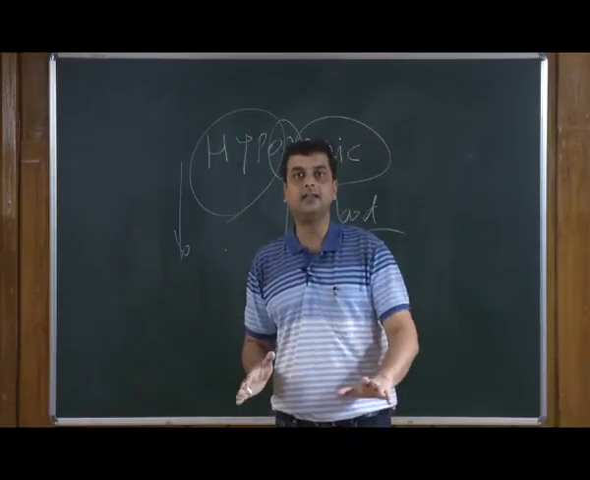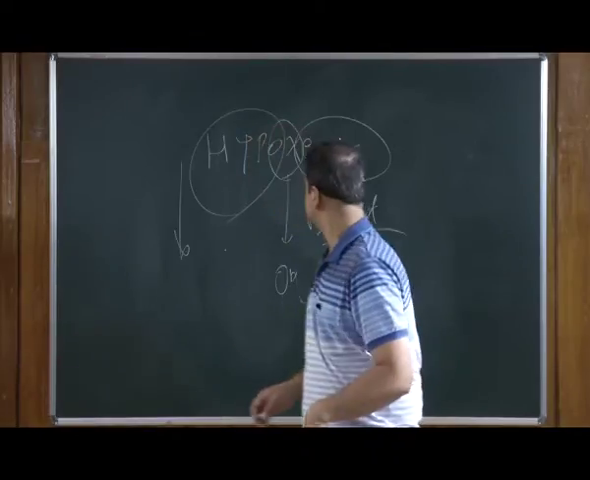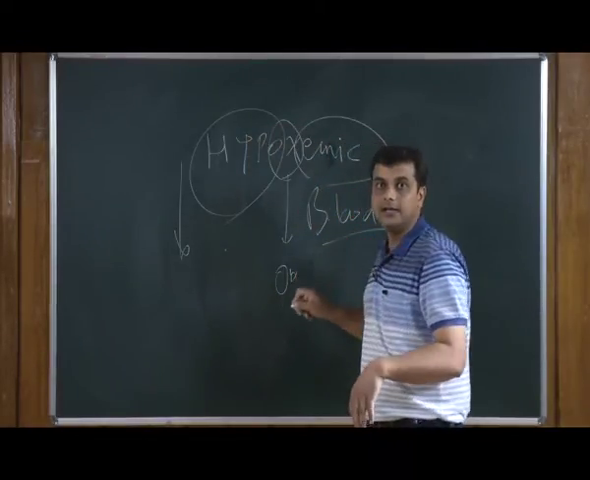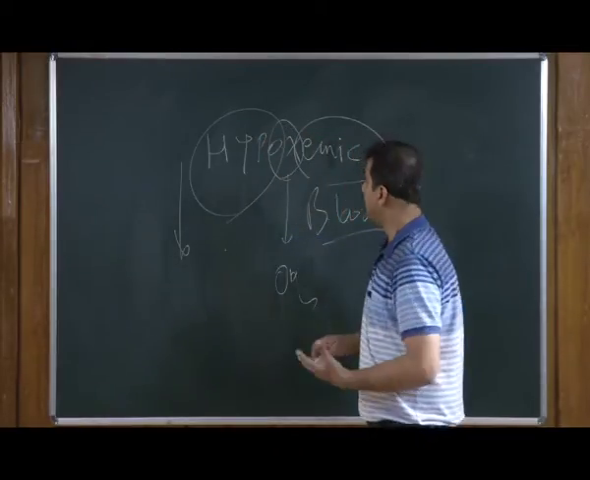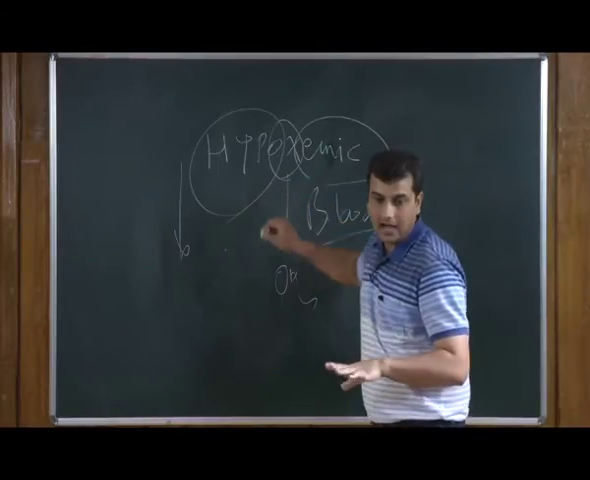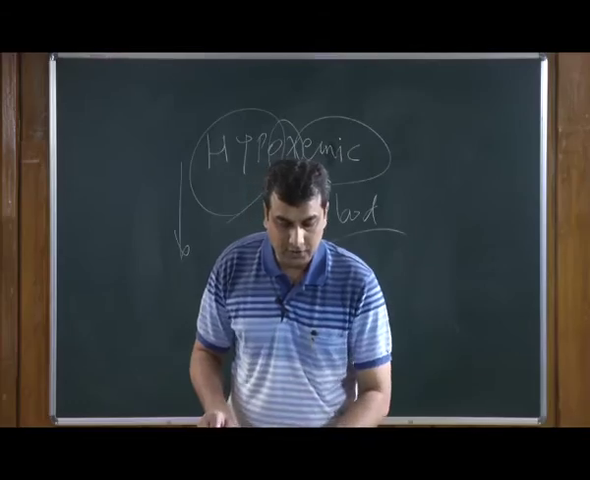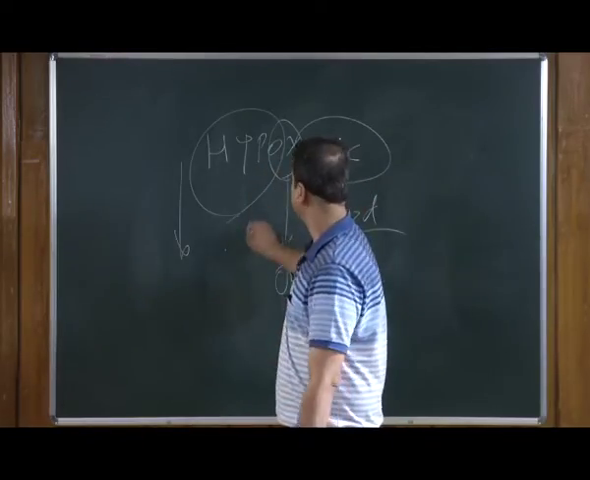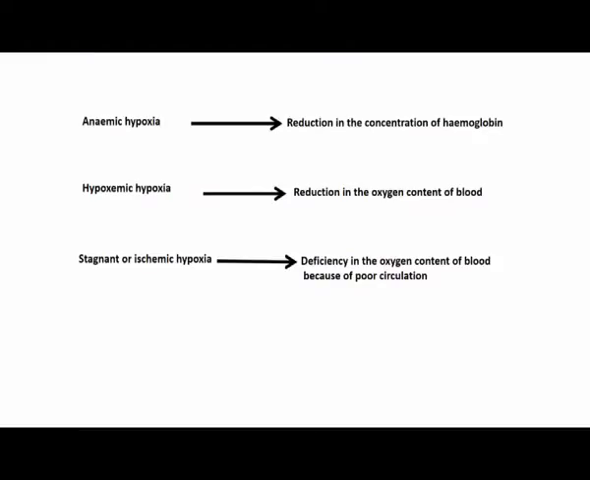We are not saying that hemoglobin concentration is down. We are just saying there is a decreased concentration of oxygen in blood leading to a hypoxic condition, and because of this we call it hypoxemic hypoxia. So, hypoxemic hypoxia is nothing but the decreased concentration of oxygen in blood. Reduced oxygen content of blood is what we call hypoxemic hypoxia. Next here is called stagnant or ischemic hypoxia.